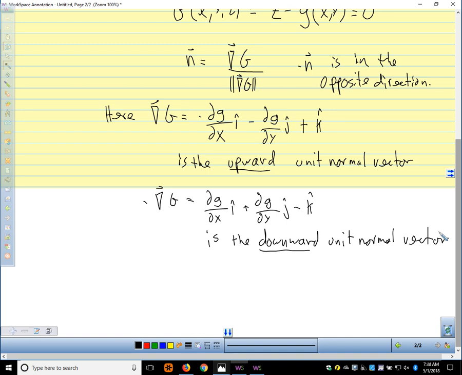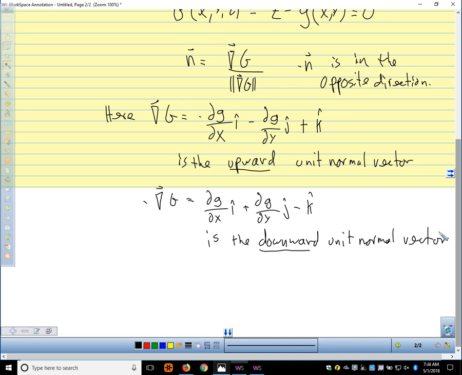So when we talk about our surface integrals, we're going to be interested in an upward unit normal vector or a downward unit normal vector. So we have an orientation. We want to talk about the direction. That's why we need an oriented surface. All right, so there's our first idea.